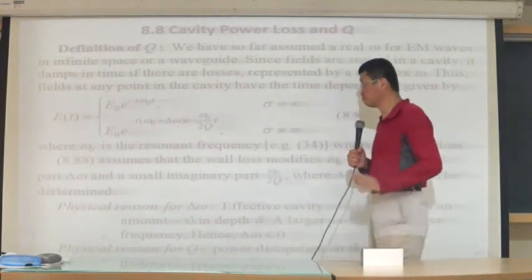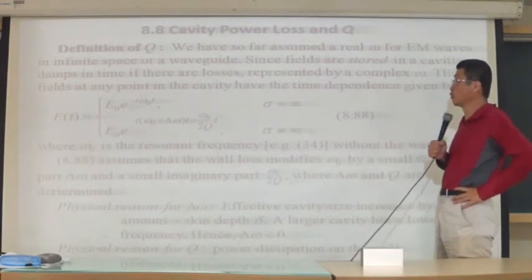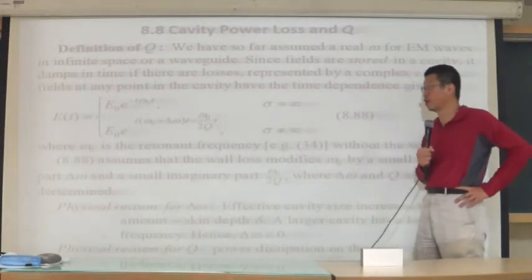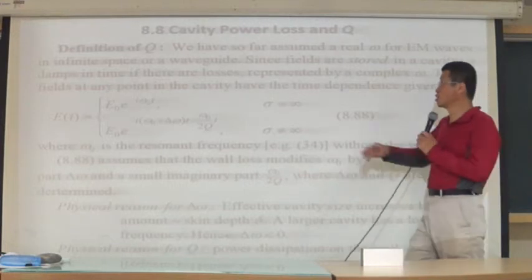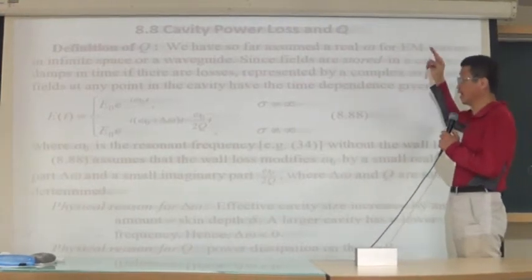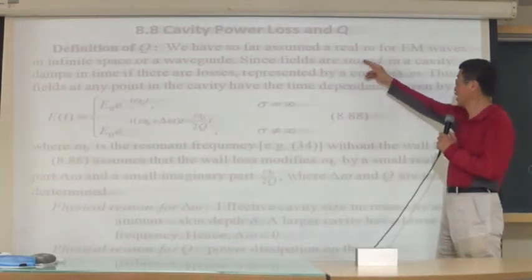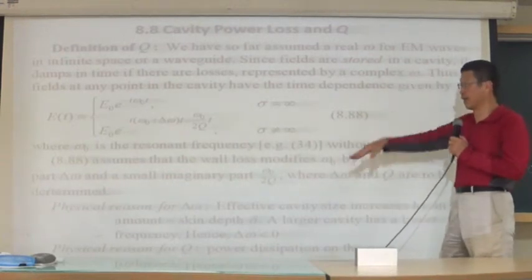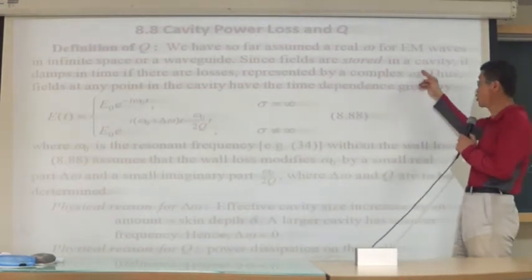Okay, so let's consider the simplest one. The definition of Q. Q means quality factor. Q represents the quality of a resonance condition. So far we assumed a real omega for EM waves in an infinite space or a waveguide. Since the fields are stored in a cavity, they dampen in time, with exponential decay in time. If there are losses, they are represented by a complex omega.